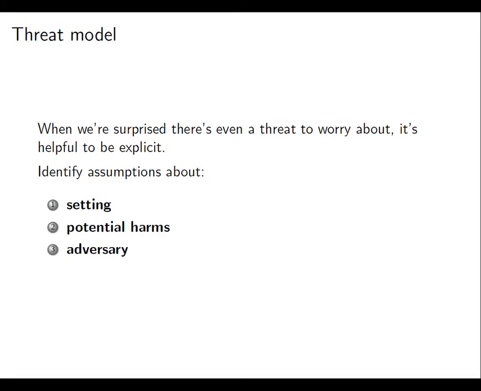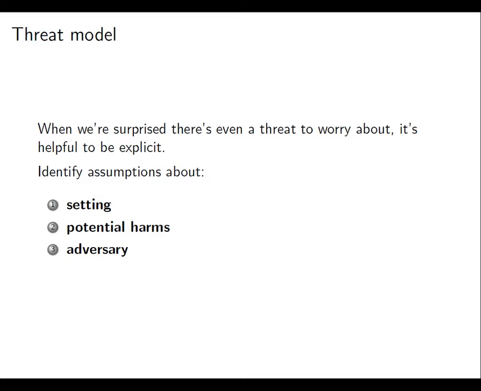When we're in a situation where we're surprised that there is even a threat to worry about, it's helpful to be explicit about what kind of threat we're talking about. And to do that, the standard mechanism is to develop a threat model. And in order to develop a threat model, you have to do three things. You have to identify the assumptions that you're making about the setting within which you're working. You have to say what, inside that setting, are the potential harms that you're trying to guard against, and you probably also want to rank them.